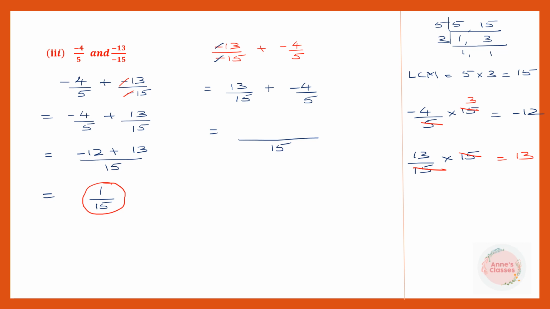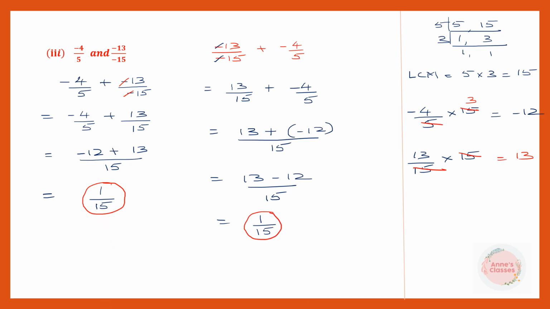Now take the first rational number 13 by 15 and multiply it by this. We've taken the first rational number, multiplied it by the LCM and we get 13. So let's write 13 there, plus take the second rational number, that is minus 4 by 5, and multiply it with the LCM 15. This gets cancelled and what you have is minus 12. So let's write that: 13 plus minus 12. Now this becomes 13 minus 12 by 15. 13 minus 12 is 1, 1 by 15. So when we add it here, we got 1 by 15. It's the same as the answer that we got here.